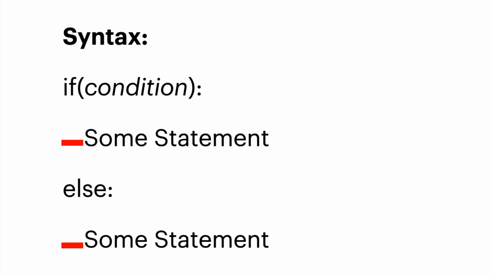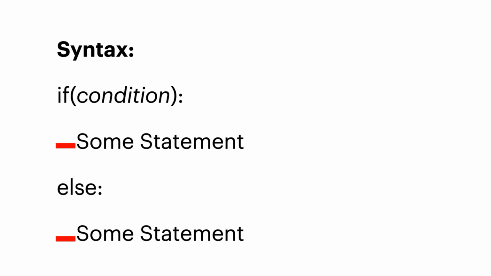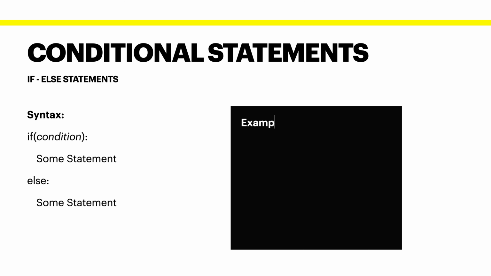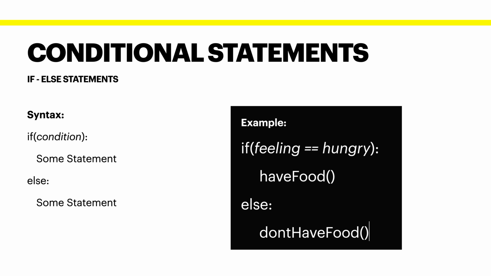Now let us convert our previous problem into an if else statement. Our condition was that if we are feeling hungry, then we need to have food. And if we are not hungry, or else, if we are not hungry, then we do not need to have food because we are not hungry. This if else statement is good when we want to check for one condition.